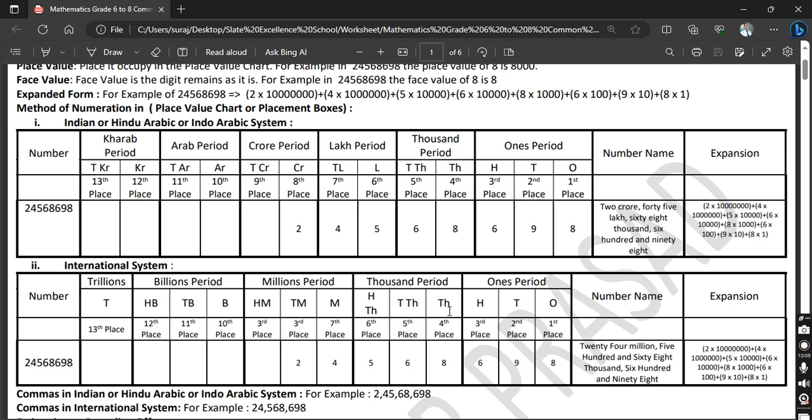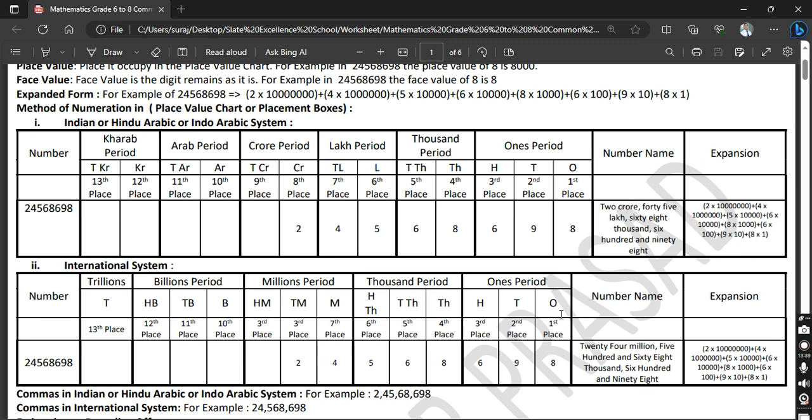But in the international system, it is divided as thousand, ten thousand, hundred thousand also. After that comes million, ten million, hundred million. As you are able to see here, HM means hundred million, TM means ten million, M means million. Similarly, TL means ten lakh, TCR means ten crore, TAR means ten arab, TKR means ten kharab. So for crore, one thousand period, here we are talking about million.